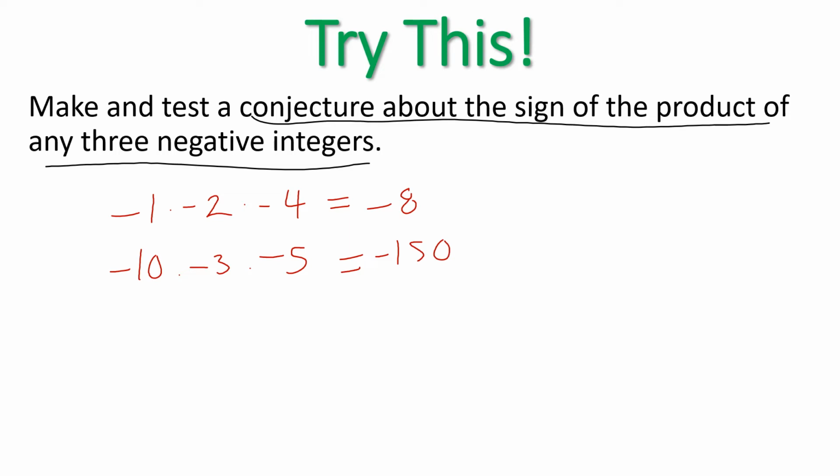Let's try another. So -6 times -2 times -4. -6 times -2 is +12. +12 times -4 is -48. I think I see what's happening here. When I multiply 3 negative integers, the sign of the answer is also negative. So I can say that.